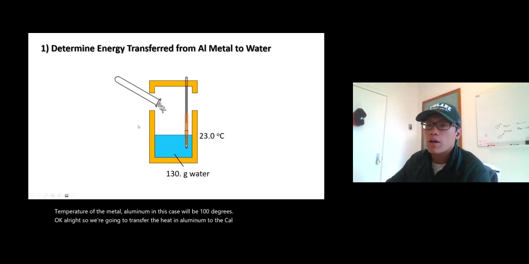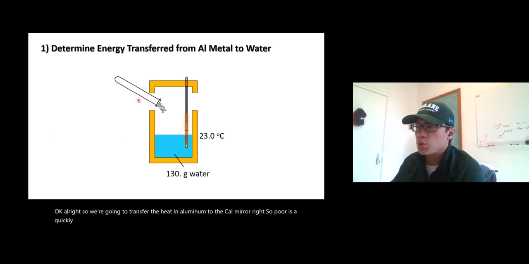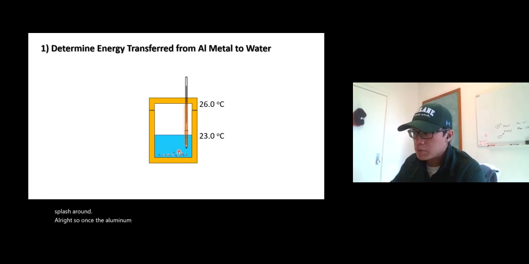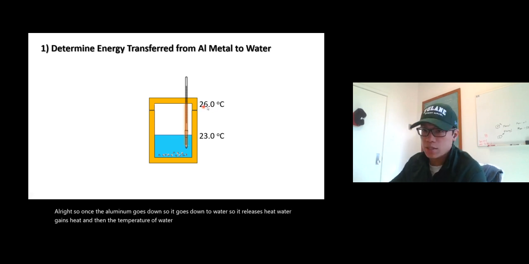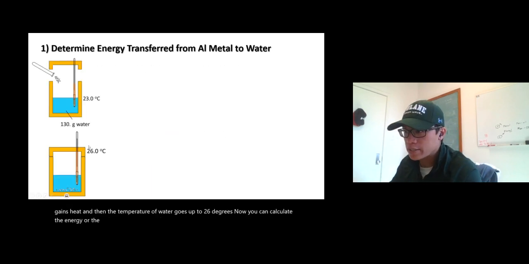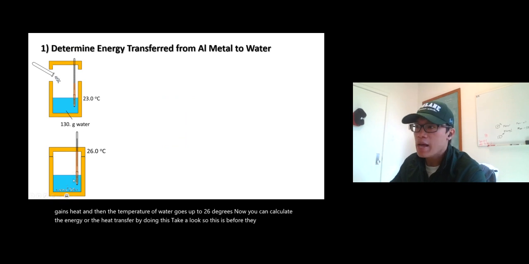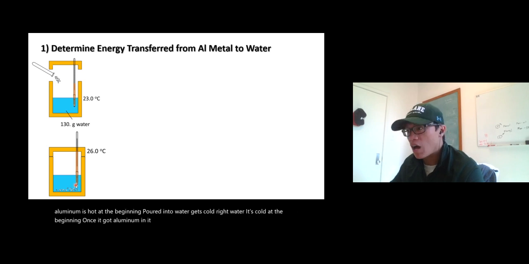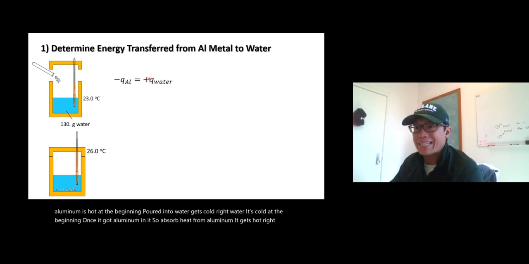All right? So quickly transfer the aluminum. Make sure you do it lightly, don't let the water splash around. Okay? Once the aluminum goes down into the water, it releases heat, water gains heat, and then the temperature of the water goes up to 26 degrees. Now, you can calculate the energy or the heat transfer by doing this. Take a look. So this is before, this is after. Aluminum is hot at the beginning, put into water, gets cold, right? Water is cold at the beginning. Once it has aluminum in it, it absorbs heat from aluminum and gets hot. All right, so aluminum loses heat, water gains heat.